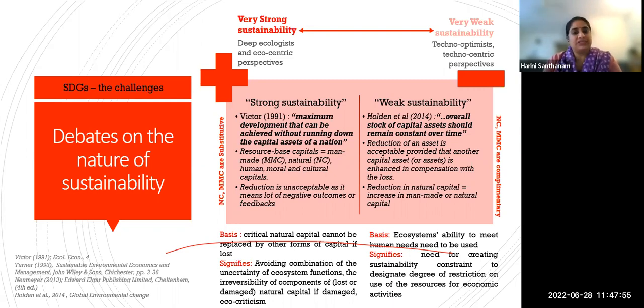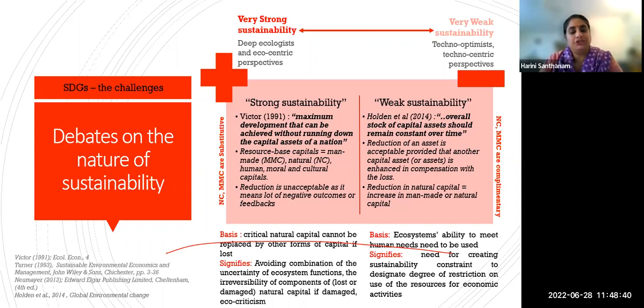Those who subscribe to this definition are known as strong sustainability development officers, or you can say managers or scientists. But in the case of weak sustainability, Holden et al. 2014 mentions what the idea of weak sustainability ascribes to: the overall stock of capital assets should remain constant over time. This is the argument that weak sustainability managers come up with. What they say is that capital assets have to be reduced over time. This is something that is going to happen practically. There is no way that it is not going to happen.